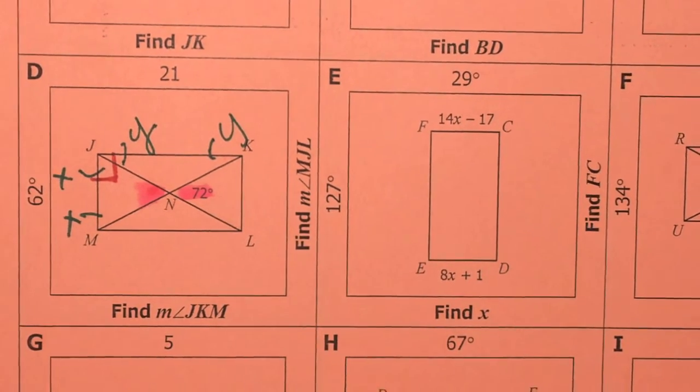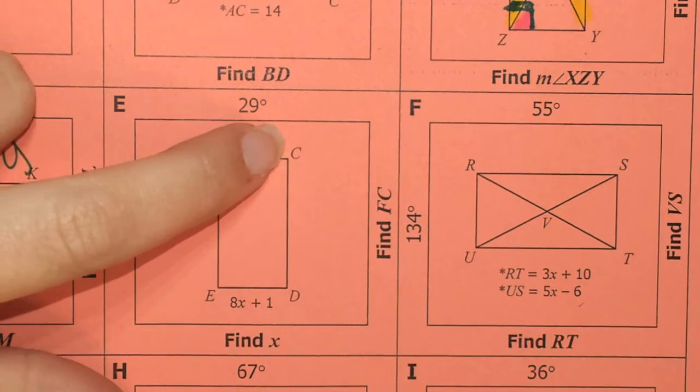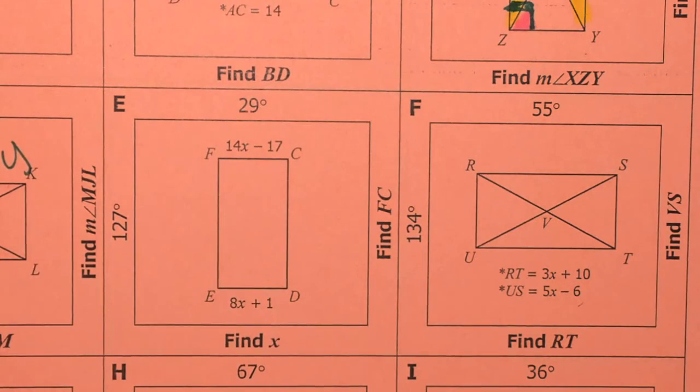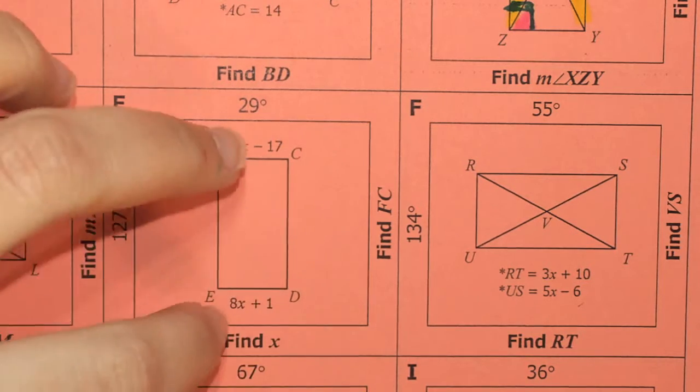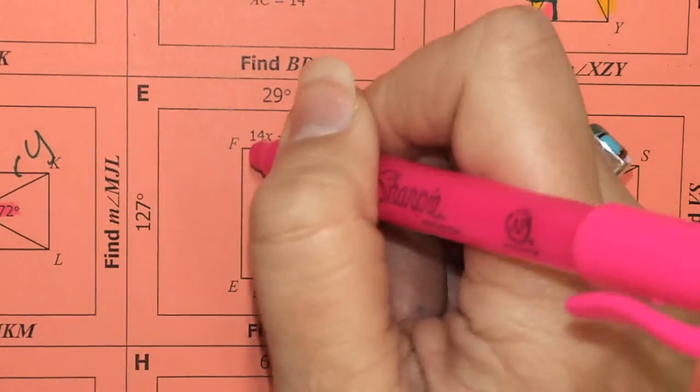Now, moving on to E. Tell me something. Do they give you side lengths or do they give you angles? Would we ever set a side length equal to 90? No. Would we set it equal to 180? No. Then stop adding them together and setting it equal to 90. What do we set equal to 90? Angles. What do we set equal to 180? Consecutive angles, right? But here they give us what?